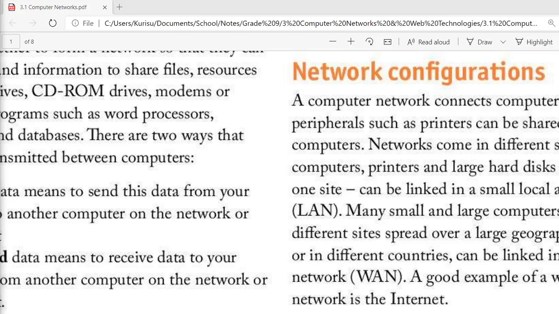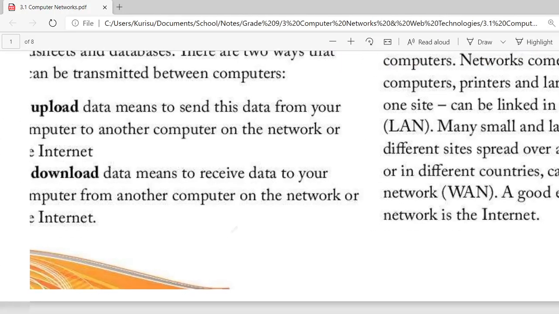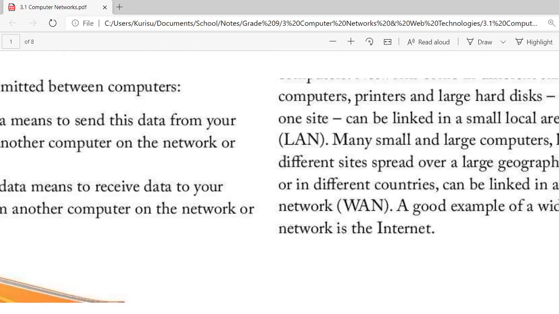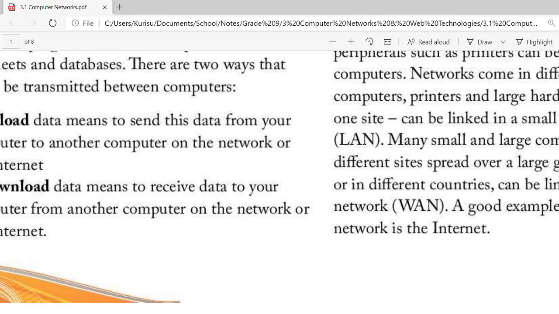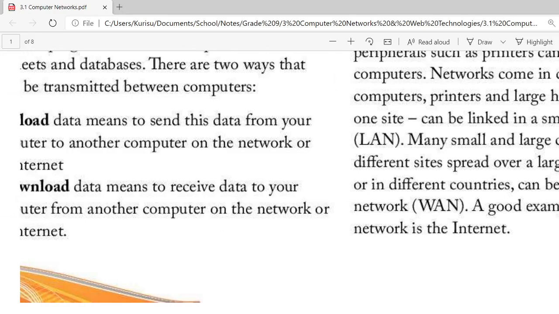Yes, as I was saying, the wide area network is a much larger configuration as compared to the local area network. It covers many countries, many areas, and a very good example is the internet connection. That is the largest wide area network.